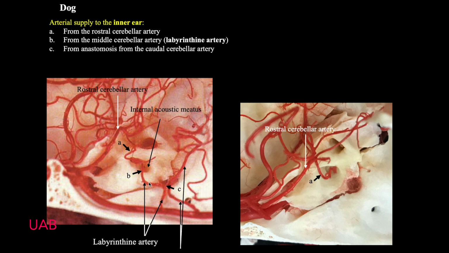Another one is an artery branching from the labyrinthine artery. This artery, as it also vascularizes the cerebellum, should be named the middle cerebellar artery. And as you see, this is a small artery that enters the internal acoustic meatus. And finally, there is an indirect pathway, letter C. It is an anastomosis from the caudal cerebellar artery that joins the labyrinthine artery, and this portion also may be named middle cerebellar artery.